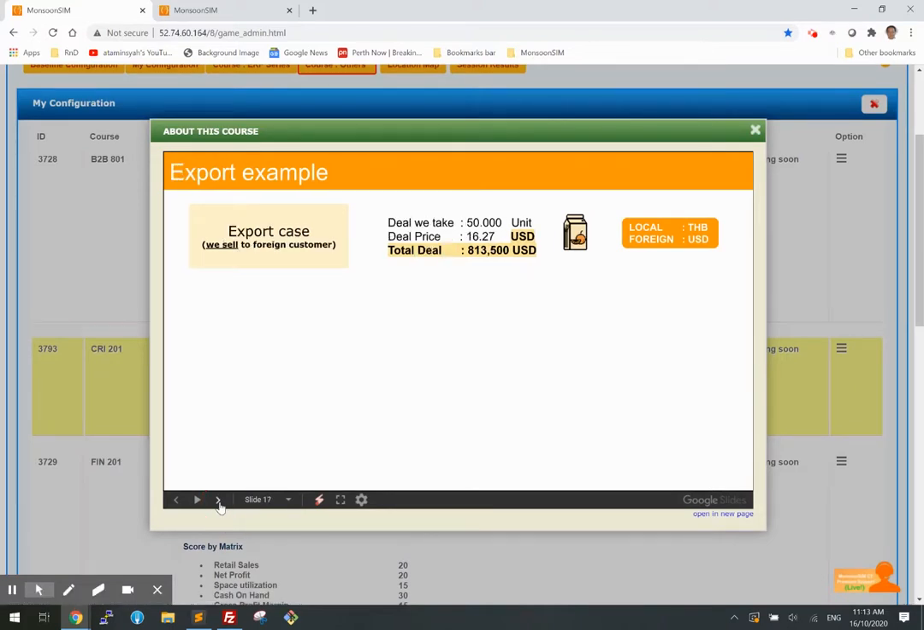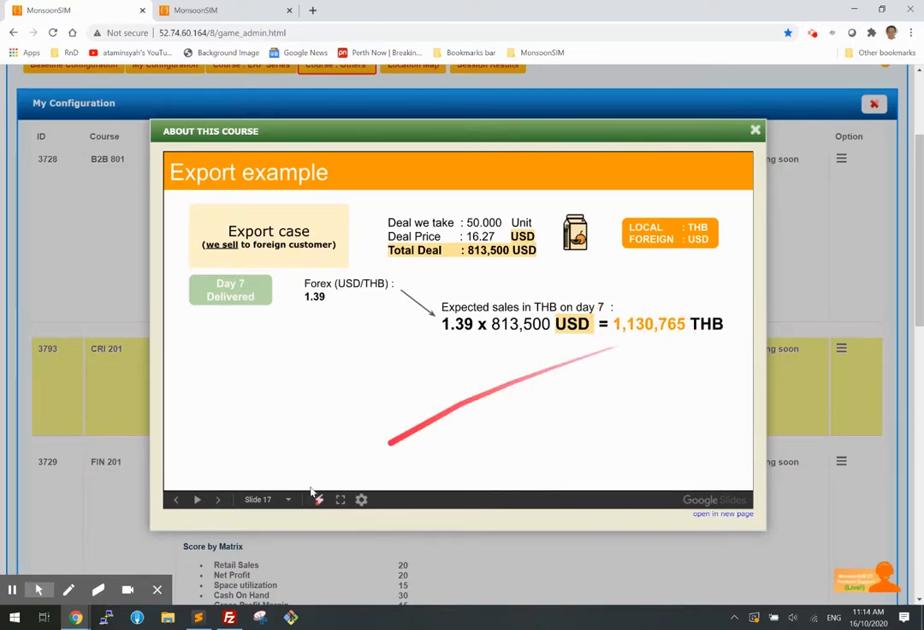Another example is export. Now suppose you have signed a deal for 50,000 units of apple juice, and your deal price is 16.27 US dollars. So the total deal price is 813,500 US dollars. So the client expects to pay you 800,000 US dollars. Now, when you deliver the goods, you book into your account, and at that moment the rate is, let's call it, 1.39, and therefore you book into your account 1.1 million Thai baht.